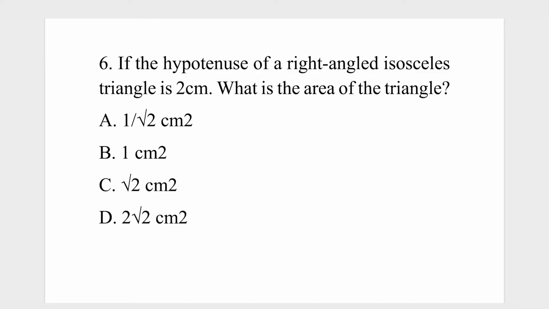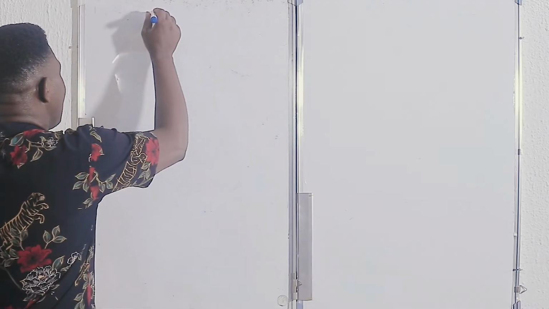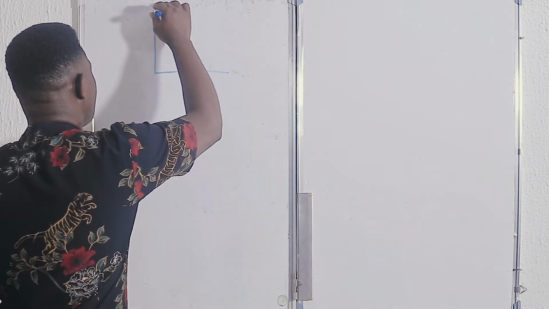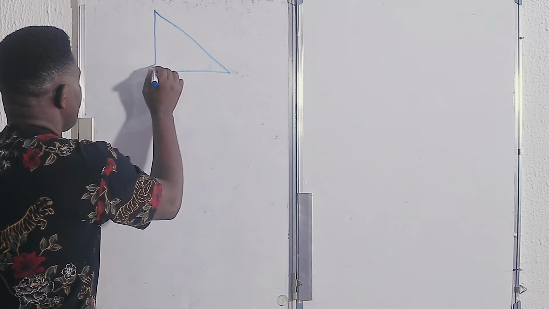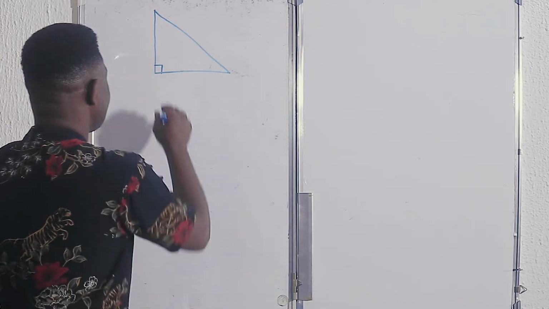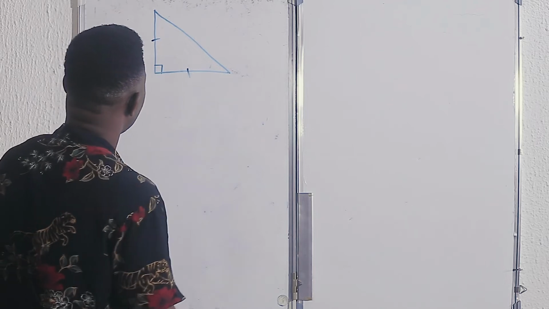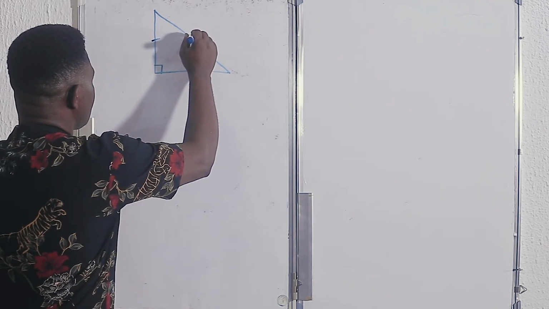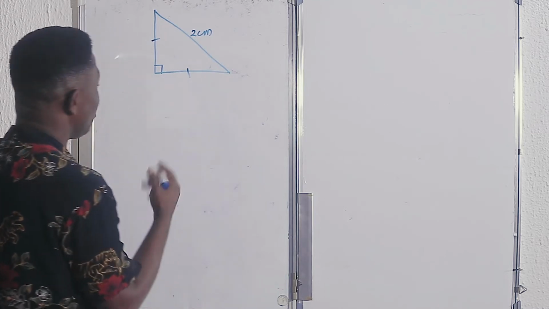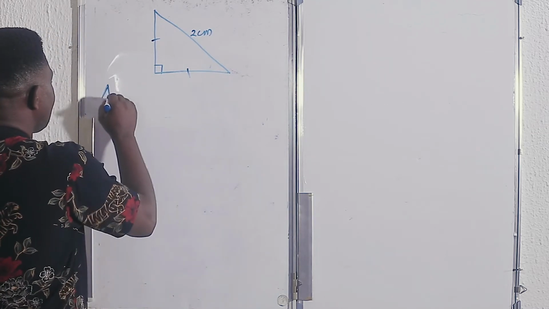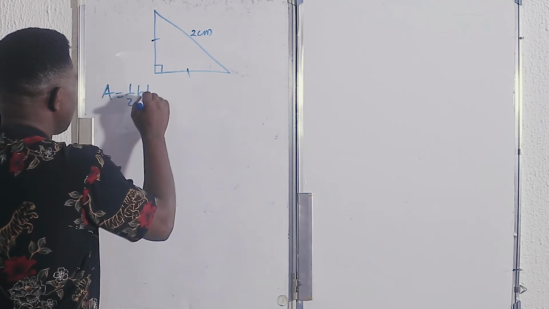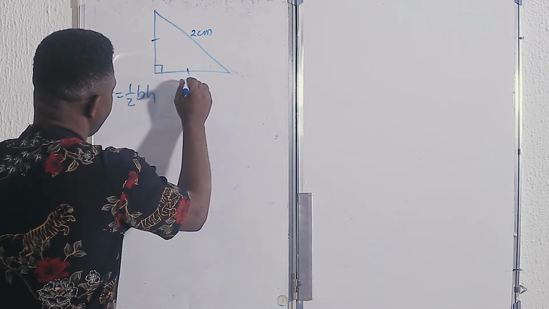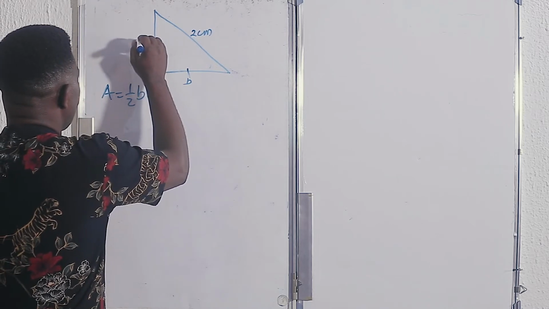If the hypotenuse of a right-angled isosceles triangle is 2 centimeters, what is the area of the triangle? So first, we have that it is a right-angled triangle. And then secondly, we also know that it is an isosceles triangle. The hypotenuse is 2 centimeters. We are looking for the area. Area is 1/2 base times height. The base is this, so I could put here as B. The height is this, I could put here as H.